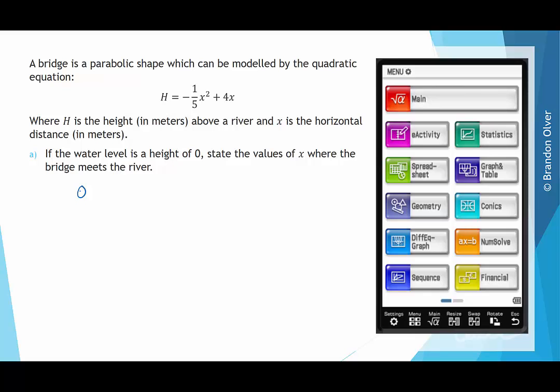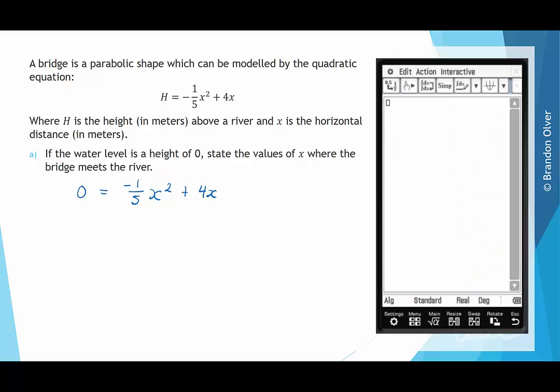we're going to solve 0 is equal to -1 divided by 5 times x squared plus 4x. And now you could do that by hand by factorising and solving. However, we're going to use the CAS calculator to solve this. On the CAS calculator, go into the main menu. To solve something, we first need to type the equation in.